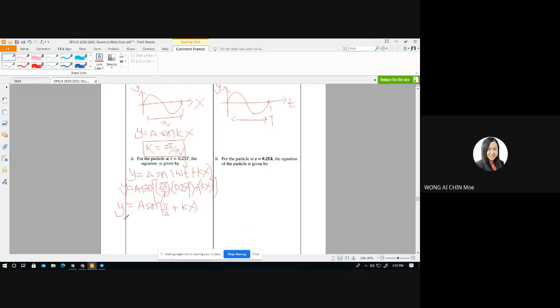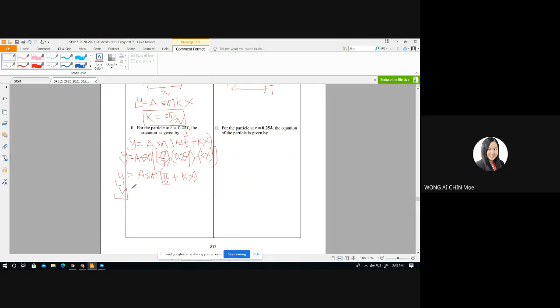Okay, so how can we sketch the graph? From here, we arrange back the equation. So our equation will become y equals A sine of kx plus pi over 2, where this pi over 2 is our initial phase angle. So how do we sketch this graph? Initially this is a sine graph, so we draw a sine graph first. Suppose this is the graph for sine.